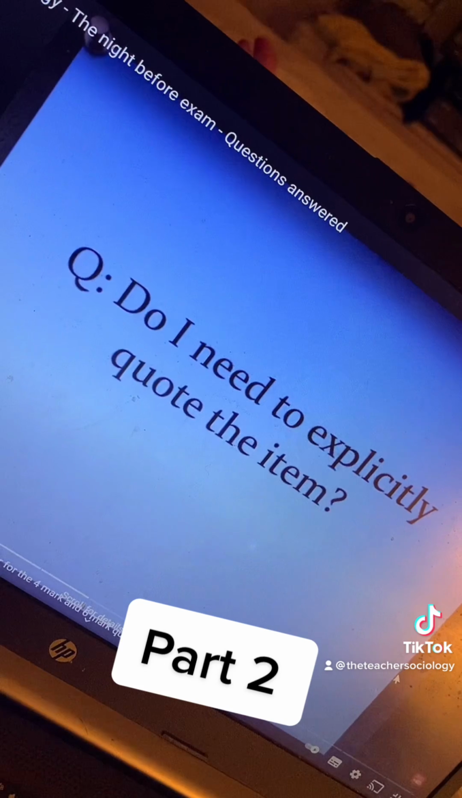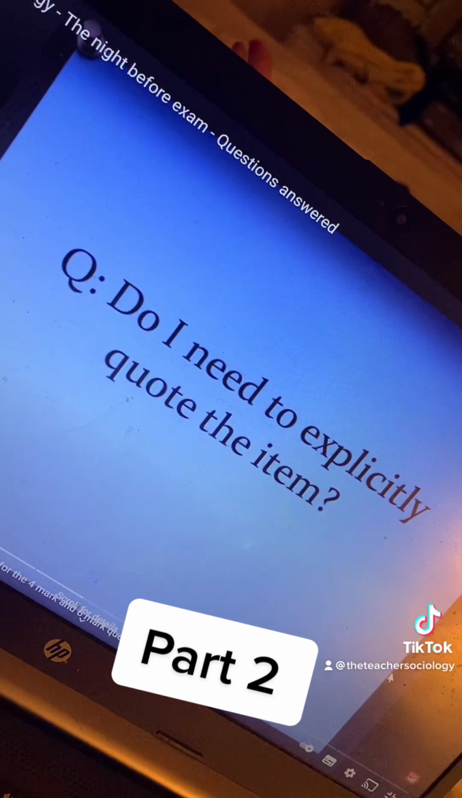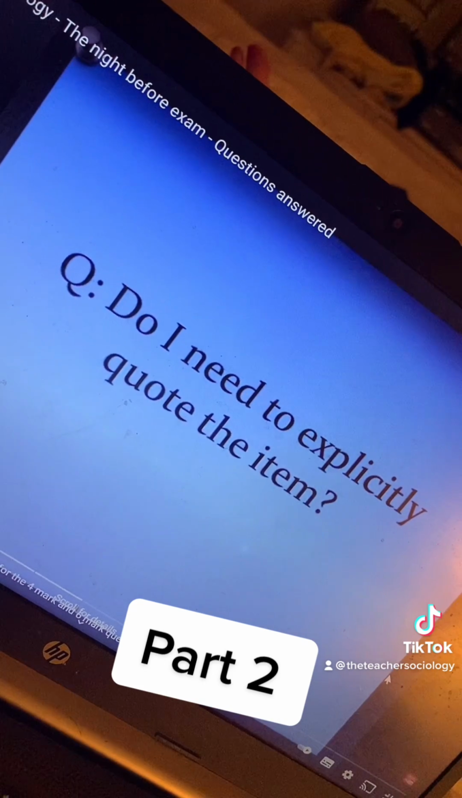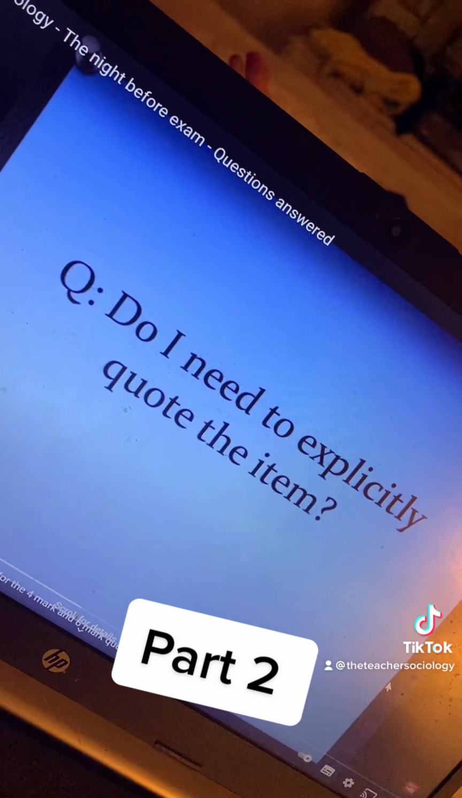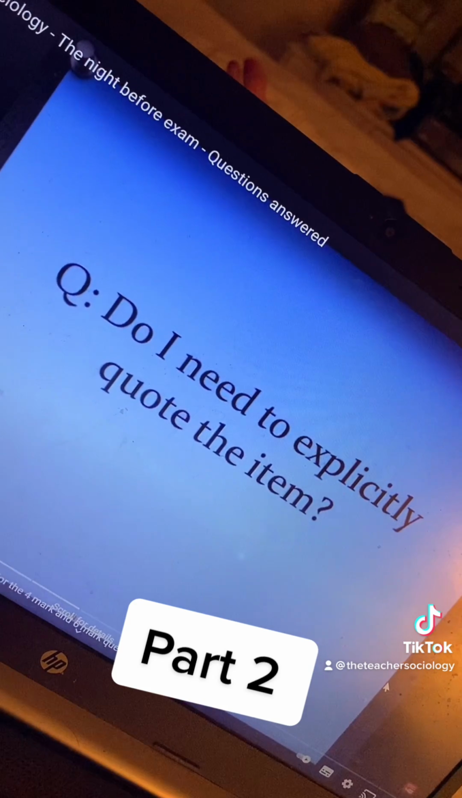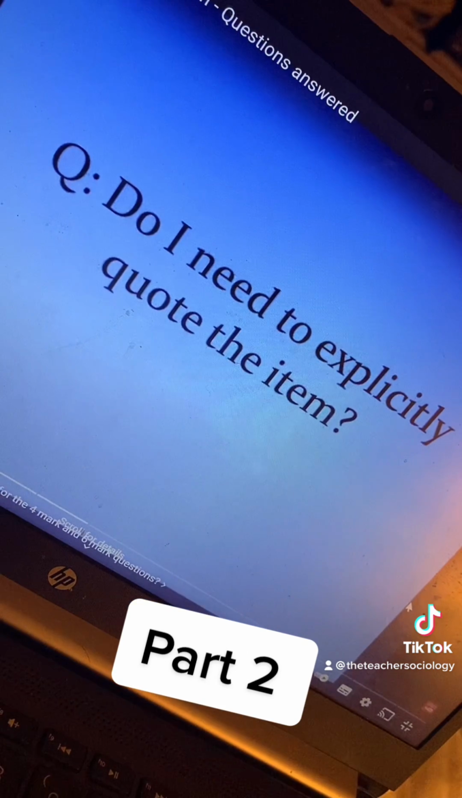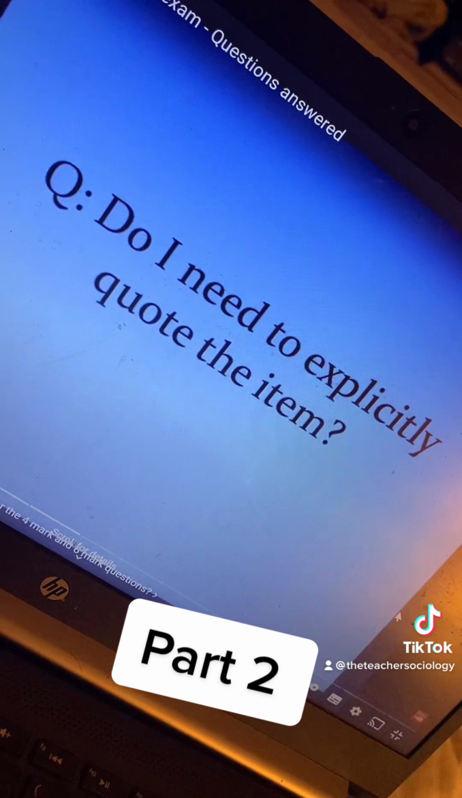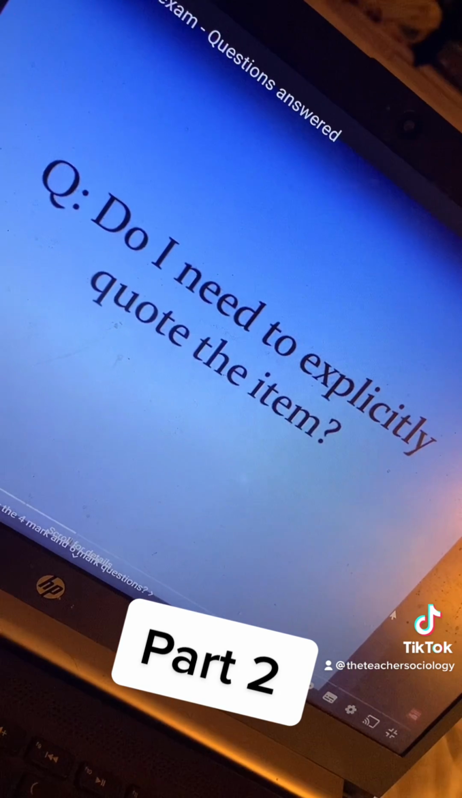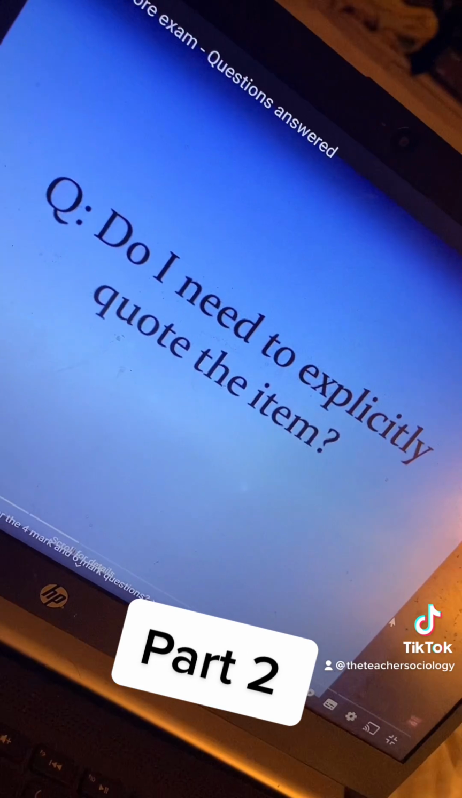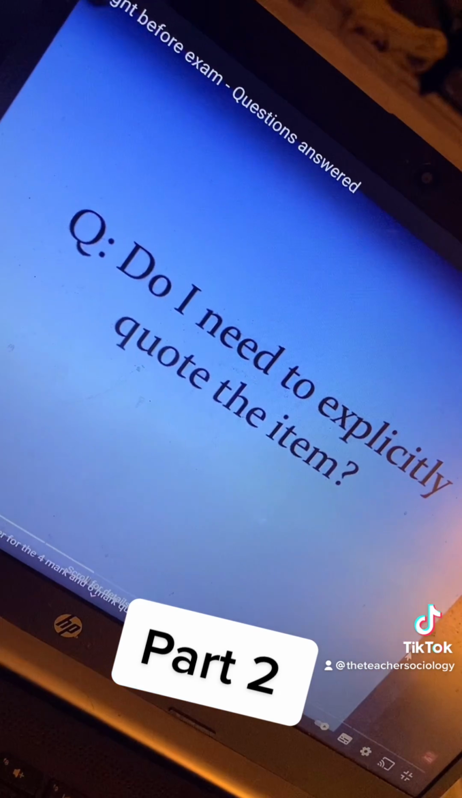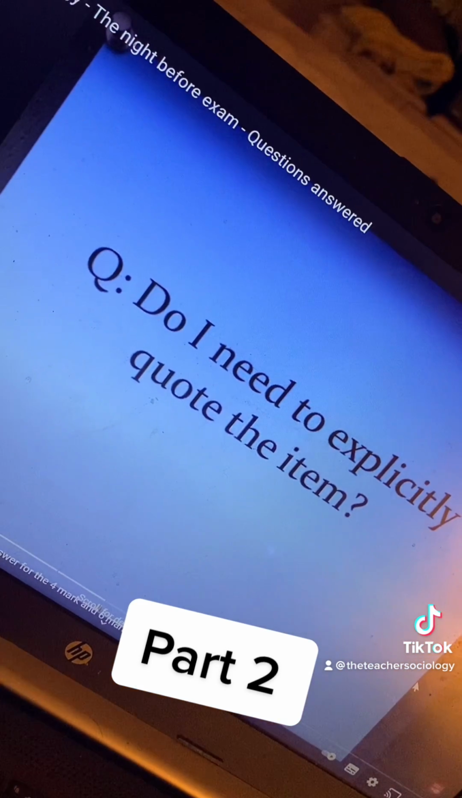Do I need to explicitly quote the item? So on question 3, which is a 10 marker applying from the item in education, yes, you do. Make sure it's really obvious. It makes it easy for the examiner to say, look, you've used the item and then you've applied your knowledge to it. Okay. On the other questions, where it does say item and use the item, make sure you are referencing them, but you won't be penalised in the same way that you are on the 10 marker. Okay.